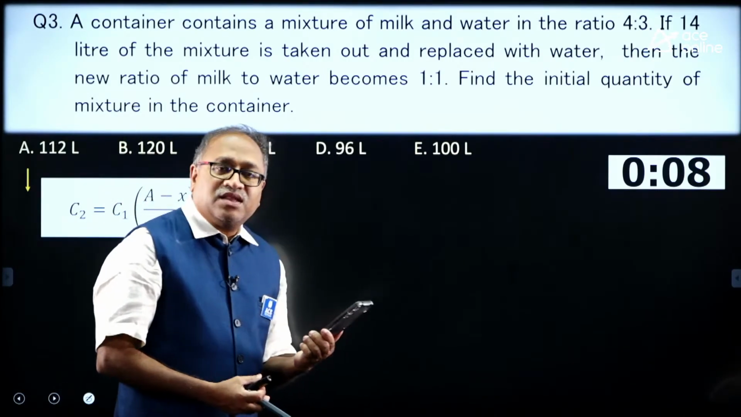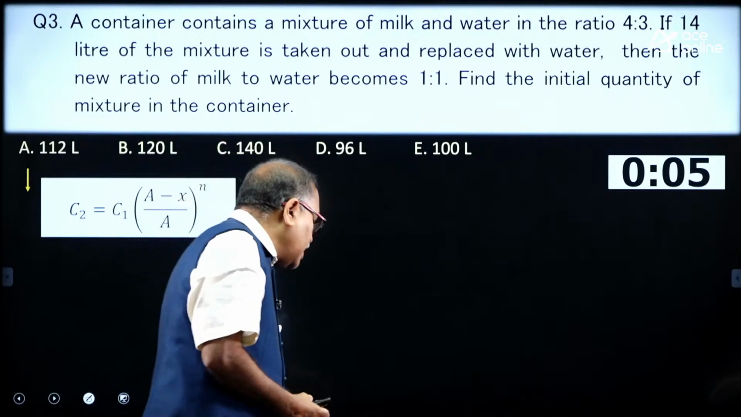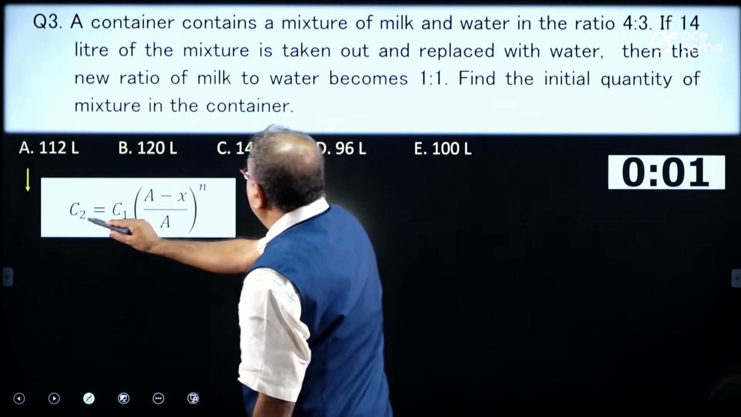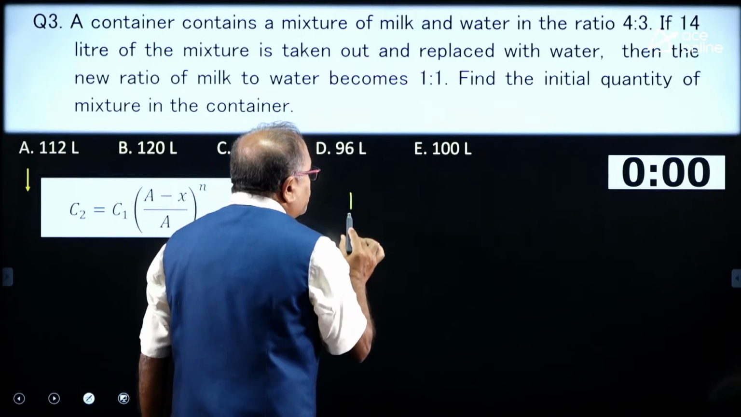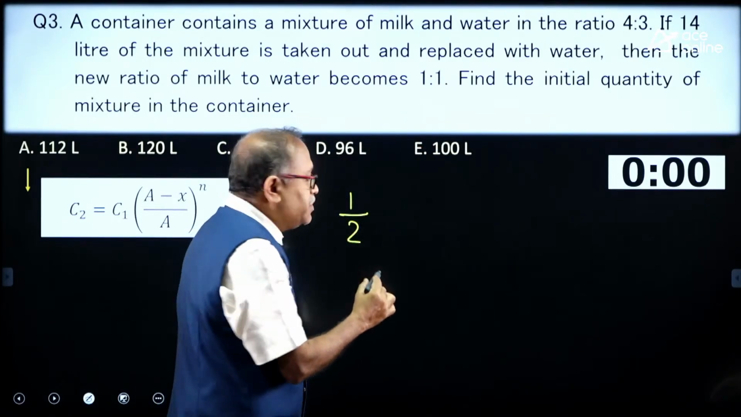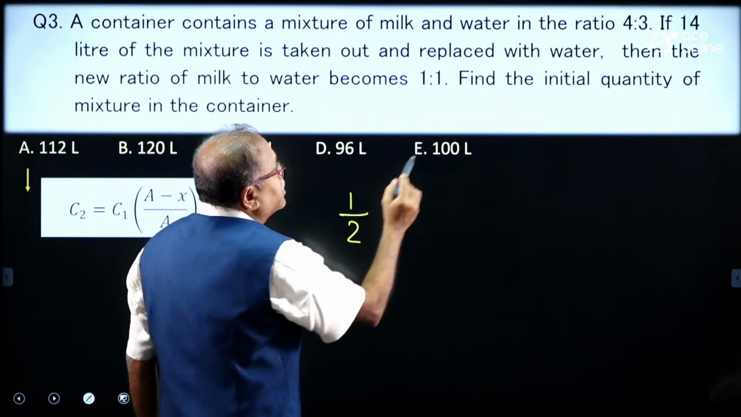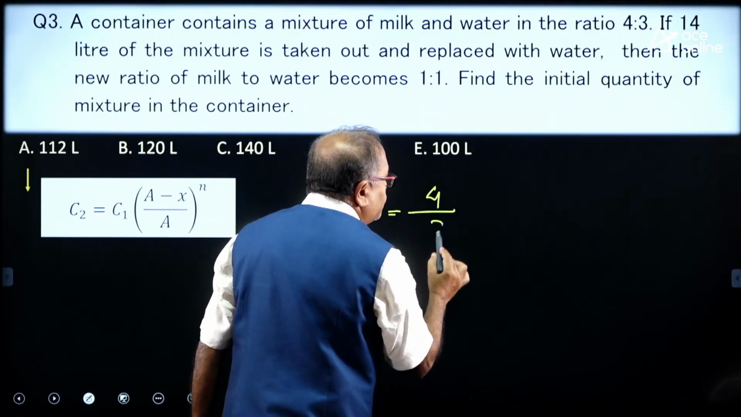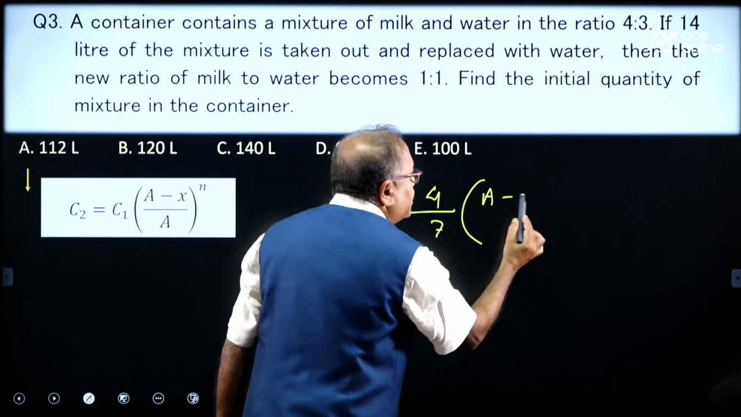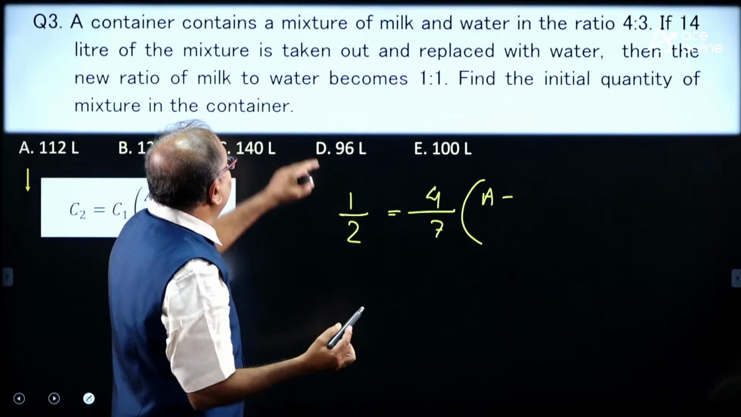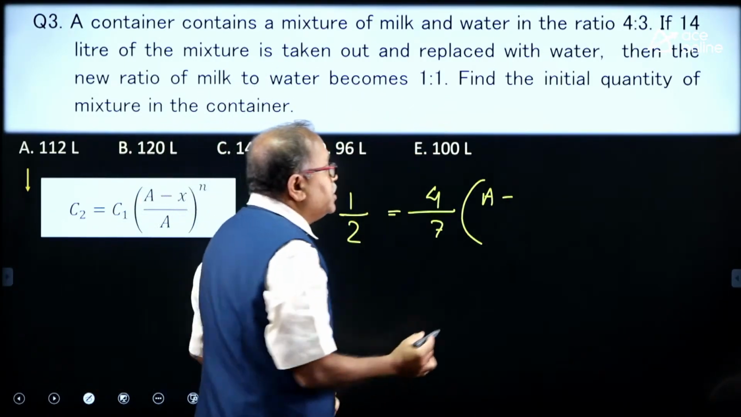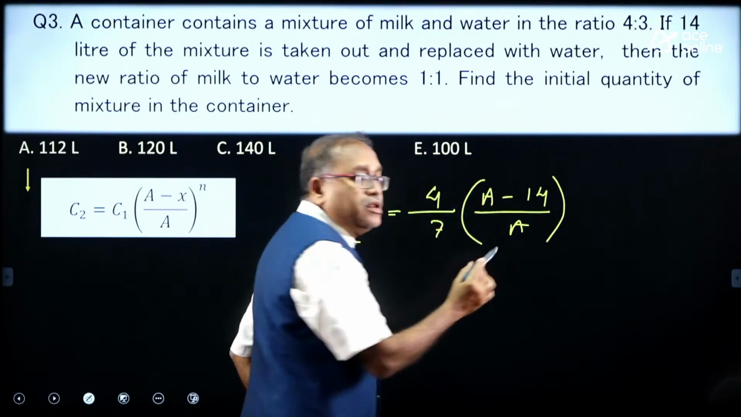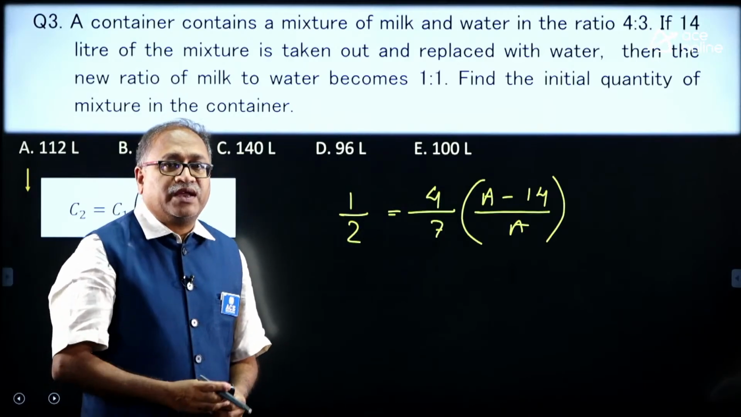But still, let the other people understand it. I am just simply writing it here. What is C2? 1 by 2. I just explained that before. So, which is equal to C1, 4 by 7, that is milk by total, into (A minus X) by A. How much is the quantity replaced? 14 liters. So, 14 by A to the whole power N, that is 1. So, no need of writing this one.